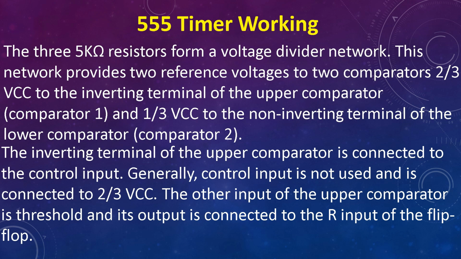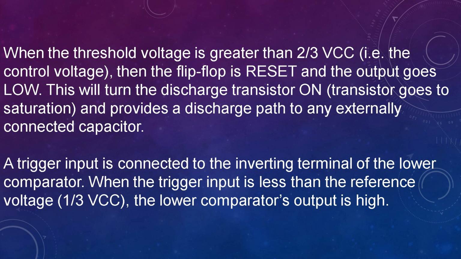The other input of the upper comparator is threshold and its output is connected to the R input of the flip-flop. When the threshold voltage is greater than 2/3 VCC, i.e. the control voltage, then the flip-flop is reset and the output goes low. This will turn the discharge transistor on, the transistor goes to saturation, and provides a discharge path to any externally connected capacitor. A trigger input is connected to the inverting terminal of the lower comparator.